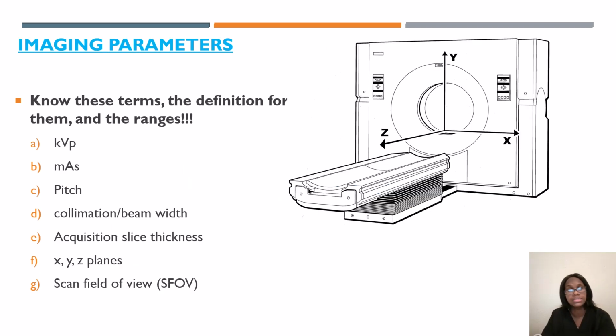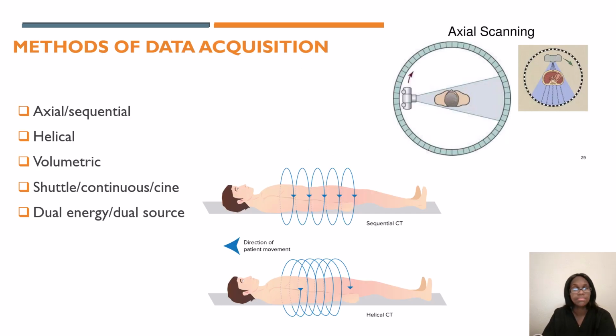Imaging parameters. Know these terms and definitions. Know the ranges like kVp. Do you know the range can be 100, 120, 140? Do you know which mass is too much for the exam you're doing? Pitch. That's how fast the table is going. Collimation. Beam width. Acquisition slice thickness. Which direction are your X, Y, and Z planes on the scanner? Your scan field of view.